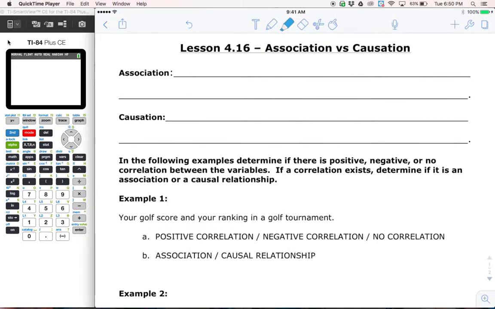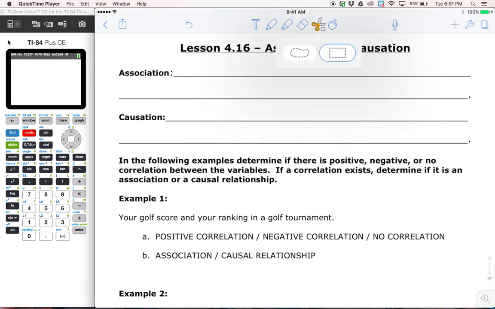Lesson 4.16, Association versus Causation. Yesterday we talked about scatter plots, and how they compare two different variables. Like the example in the notes was talking about the number of people and how many minutes it would take them to line up. So today we're talking about association and causation.